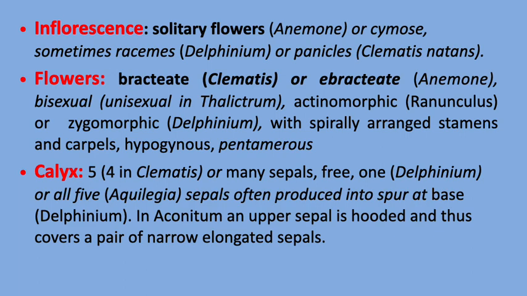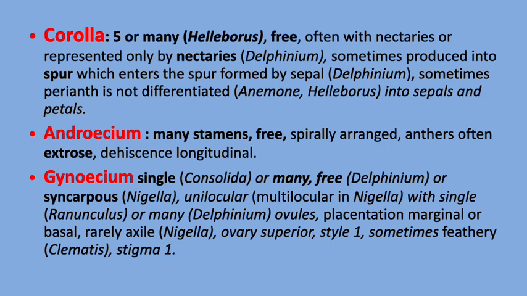In case of aconitum, the upper sepal is hooded and thus covers a pair of narrow elongated sepals. Corolla consists of 5 or many petals. There are many petals present in case of Helleborus. They are free, often with nectaries, or represented only by nectaries in case of delphinium. Sometimes produced into spur, which enters the spur formed by sepals, as in the case of delphinium.